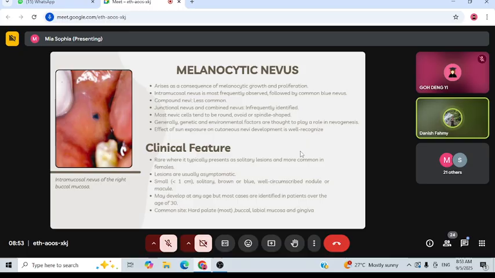For the clinical feature, it is rare, where it typically presents as solitary lesions and is more common in females. Lesions are usually asymptomatic, small lesions less than 1 centimeter, solitary brown or blue, well circumscribed nodules or macules. It may develop at any age, but most cases are identified in patients over the age of 30, and the common site is the hard palate.